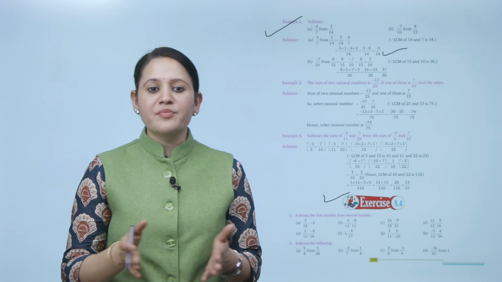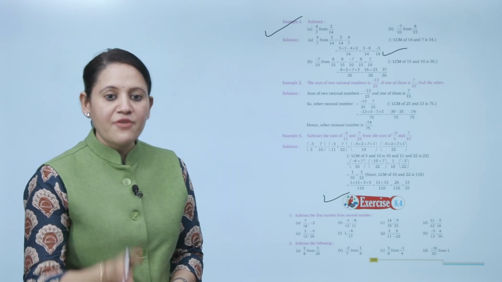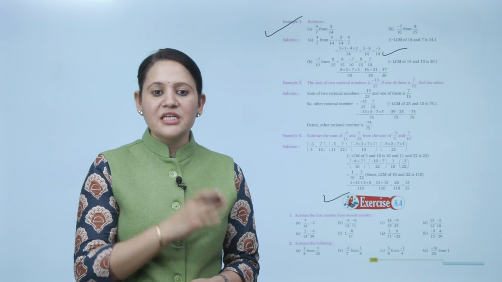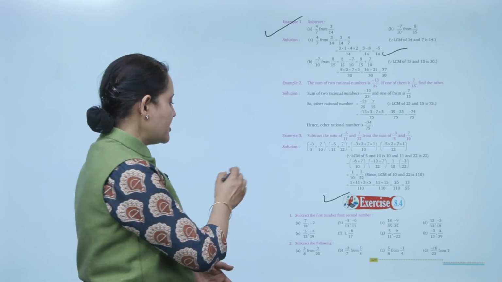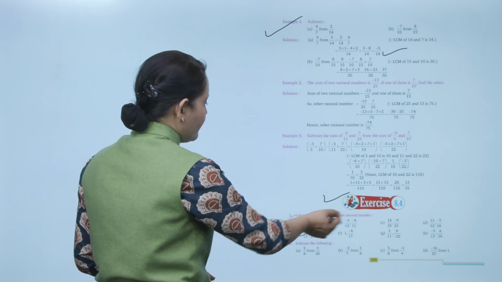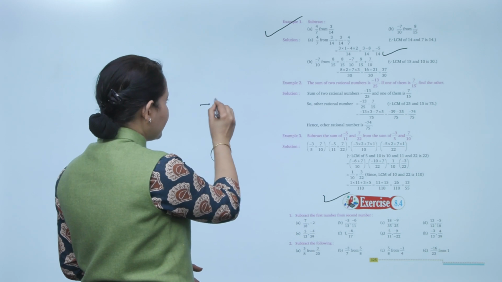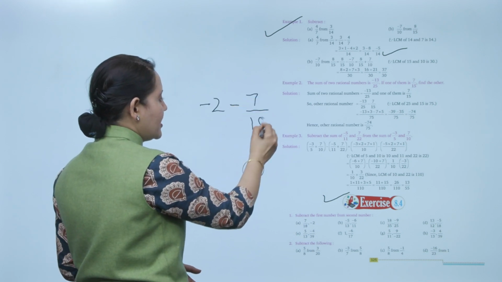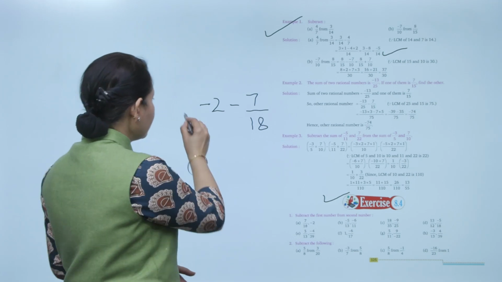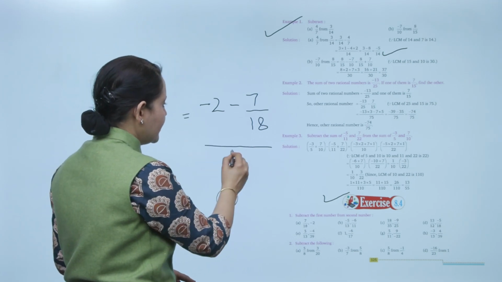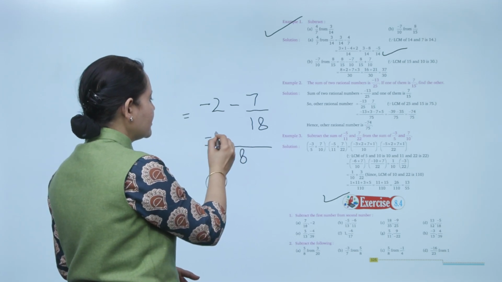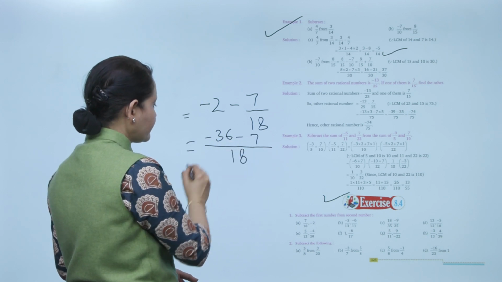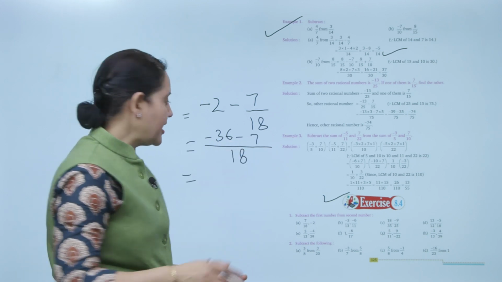Subtract the first number from the second number. So we have to subtract the first number from the second number. The numbers are 7/18 and -2. The second number is -2, and we have to subtract 7/18 from it. Clear? So first we'll take the LCM, that is 18. This becomes -36 and -7. Both are negative numbers, so we add them.